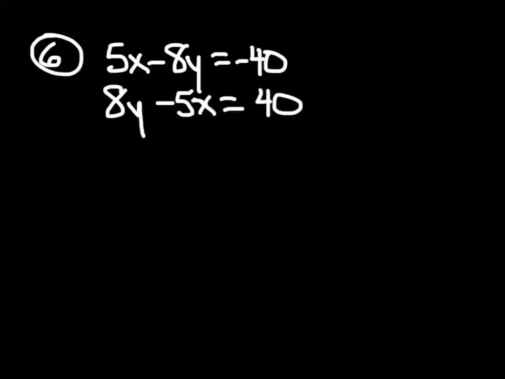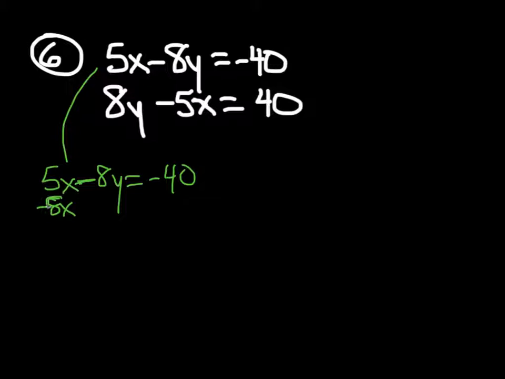Number 6, 5x minus 8y equals -40. 8y minus 5x equals 40. So this one a little bit more straightforward. We want to get y by itself again. 5x minus 8y equals -40. Subtract 5x.